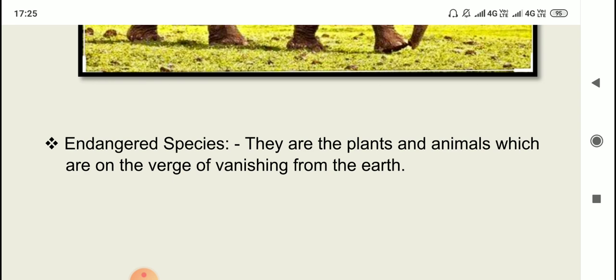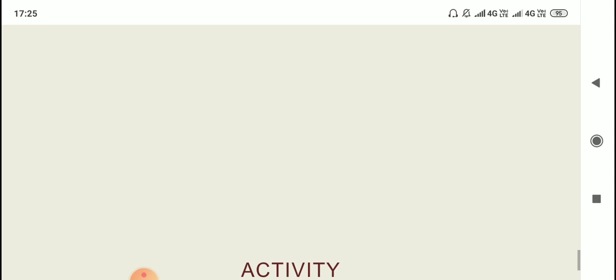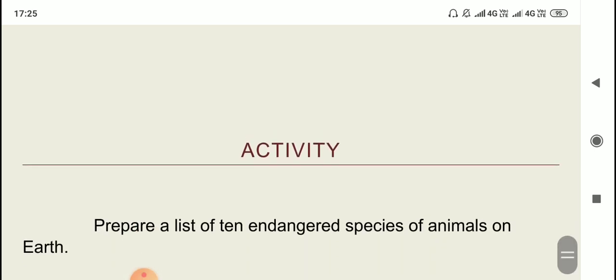So your task, your activity for the day, is that you will have to prepare a list of 10 endangered species of animals on earth. Okay, you have to find out 10 such animals who are in the endangered category. So you will prepare a list, and this is your activity.